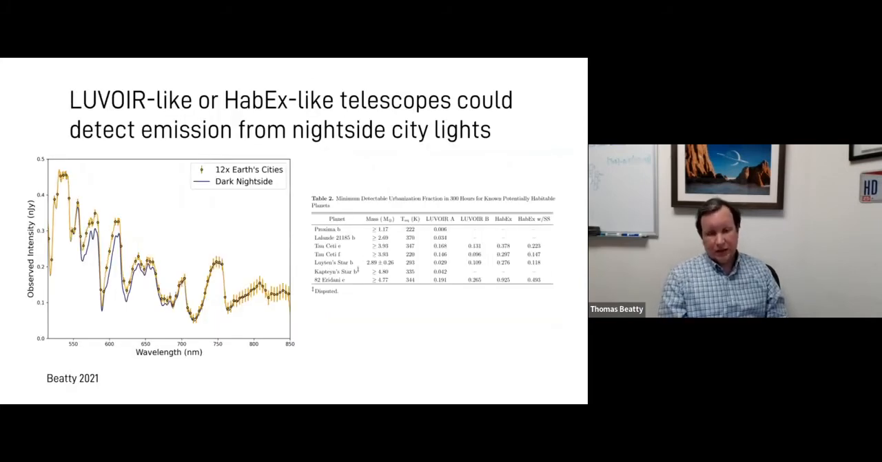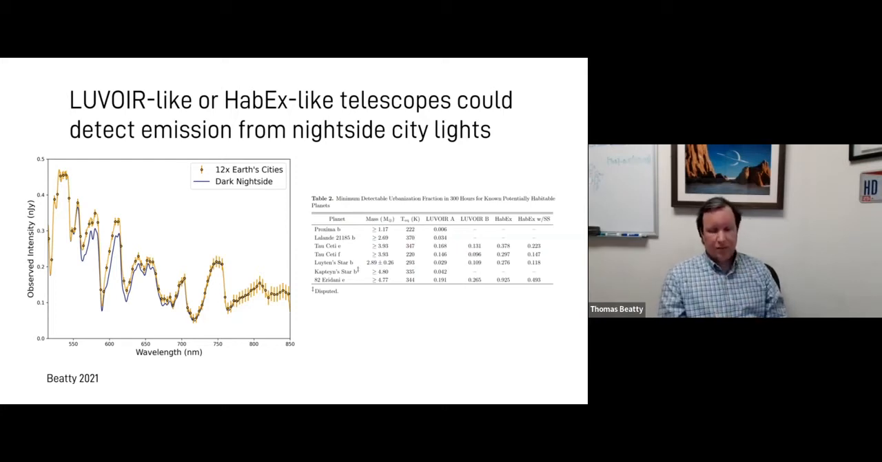Finally, a little bit further afield, using next generation space telescopes like LUVOIR or HabEx, we could also think about looking for night side city lights. So the Earth's night side is not completely dark. We have cities, cities have lights. City lights are very spectrally distinct, at least sodium lights are very spectrally distinct emission signatures. That means that we can think to look for these emission signatures in the atmospheric characterization observations that would be necessary to look for biosignatures.